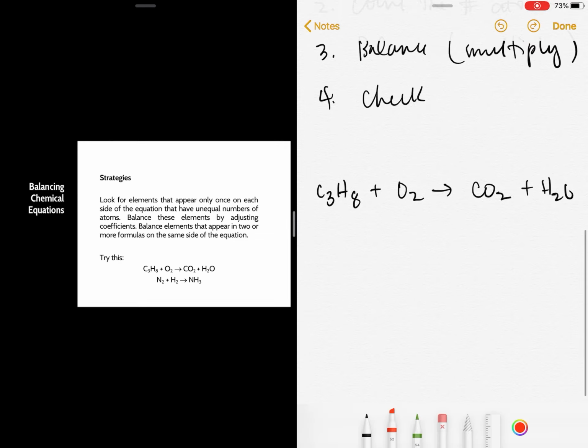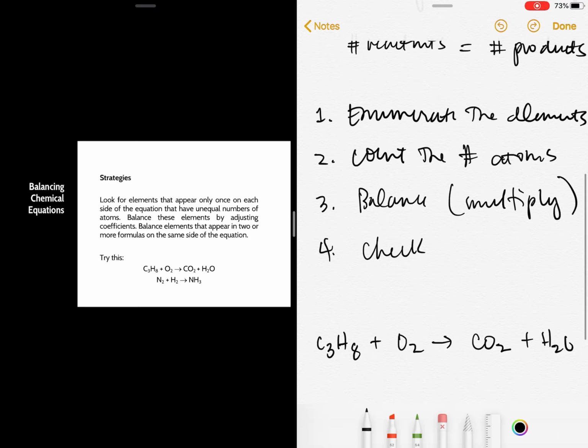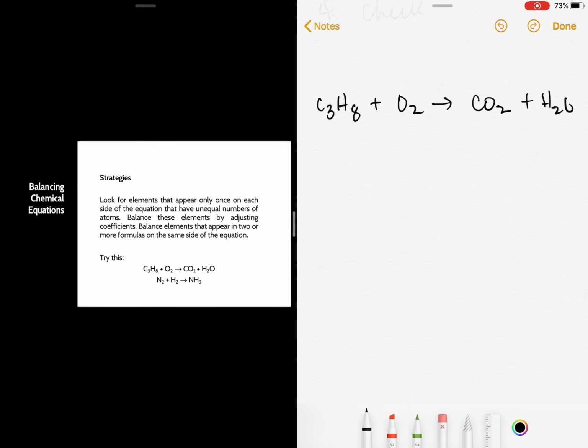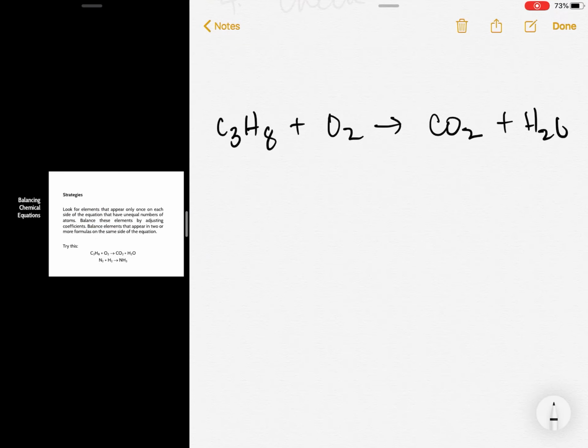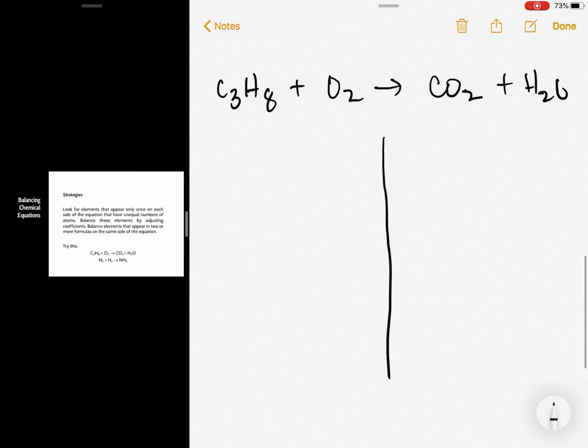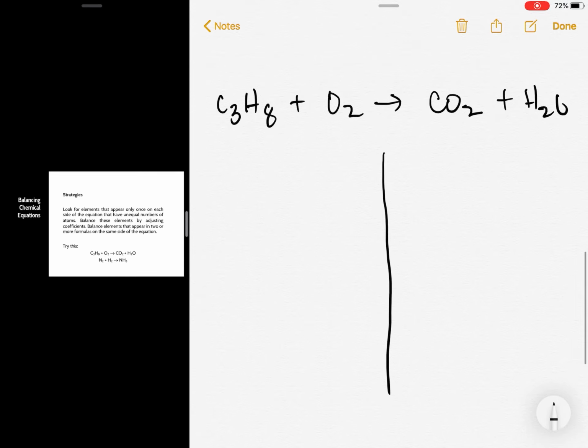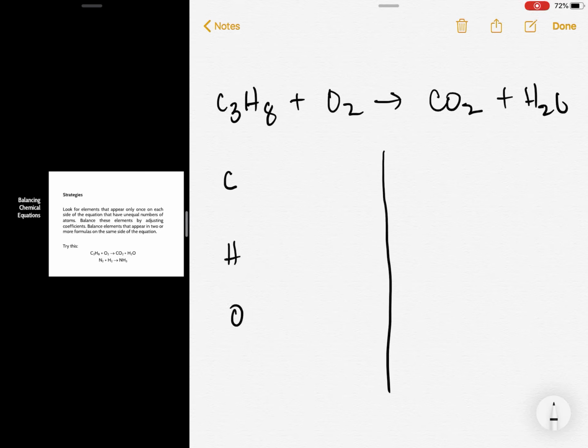Now, let's follow the steps I gave you. Step 1 is to enumerate the elements on both sides of the equation. So, ayan, liitan natin yung screen para mas may screen tayo dito, no? So, step 1, enumerate the elements. So, hatiin natin sa gitna on both sides of the equation. Sa reactant side, we have your carbon, your hydrogen, and your oxygen. Sa product side, we have your carbon, hydrogen, and oxygen. Pagtapatin nyo yung mga elements para hindi kayo mahirapan. So, first step is very easy. You just have to enumerate the elements.